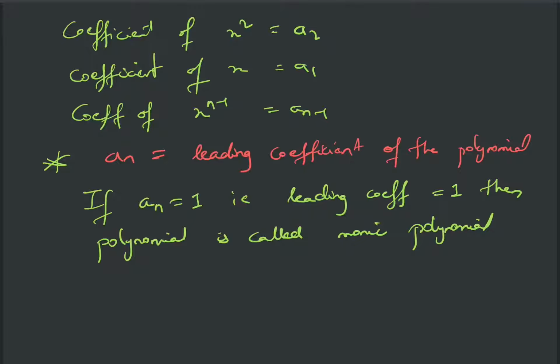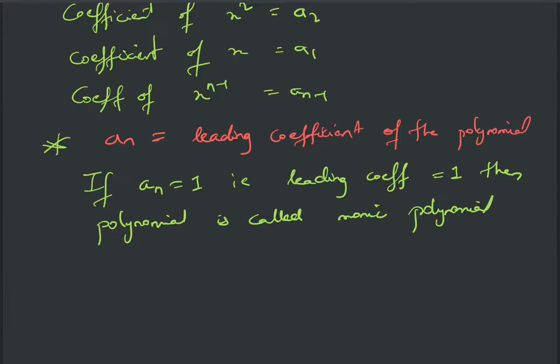So this word monic has nothing to do with the degree of the polynomial. This just indicates that the leading coefficient of the polynomial, that is, the coefficient of the highest degree term, is 1, right? So you can have a monic polynomial which is cubic. You can have a monic polynomial of degree 4, that is a biquadratic or quartic monic polynomial. Fine. So monic polynomial means the leading coefficient is 1.